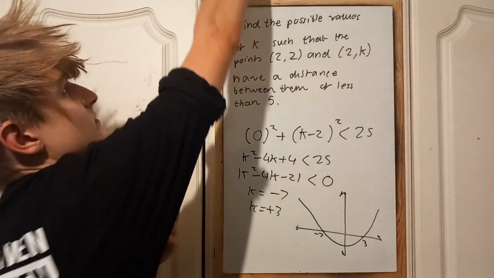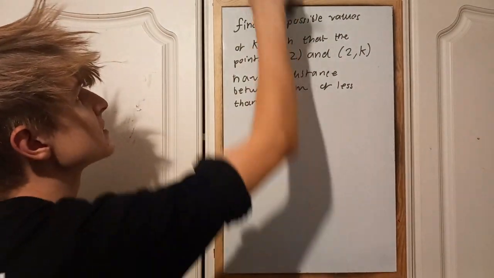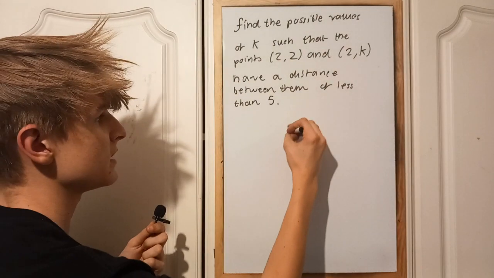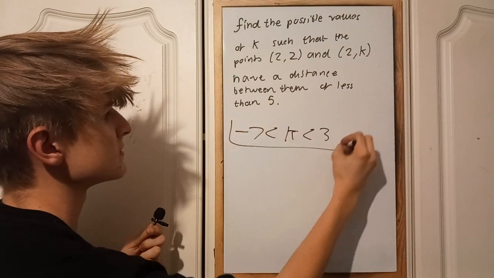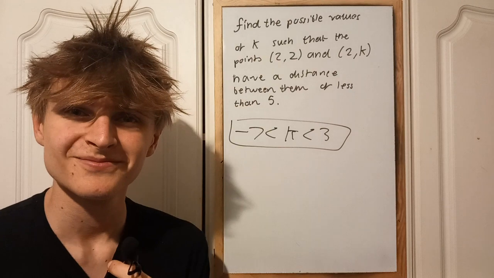So we can write down our final answer as: the possible values of k are k less than 3 but greater than negative 7. And now, boom, that seems pretty cool, right?